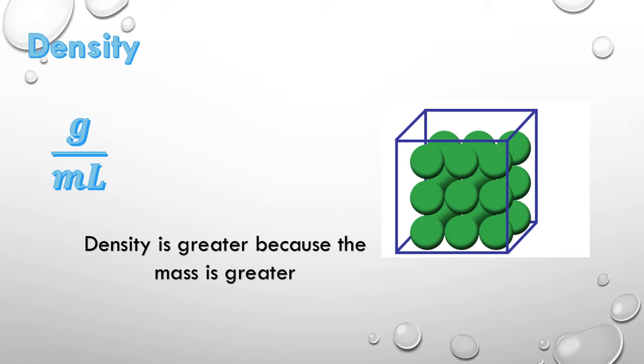Whenever this numerator is bigger than the denominator, the density is going to be greater than 1. And if the numerator is smaller than the denominator, then we're going to have less than 1, because density is a ratio of how much stuff you have packed into a certain space.